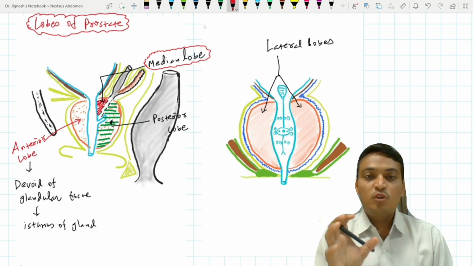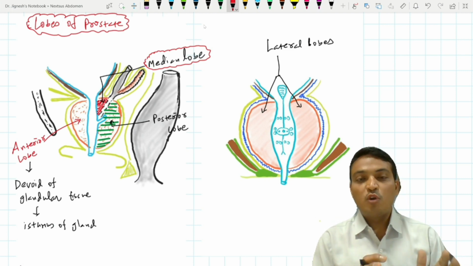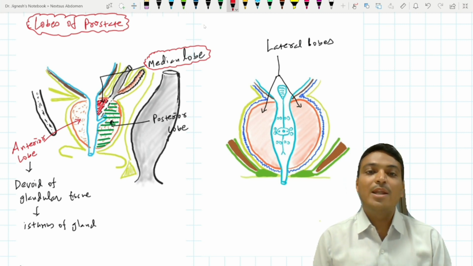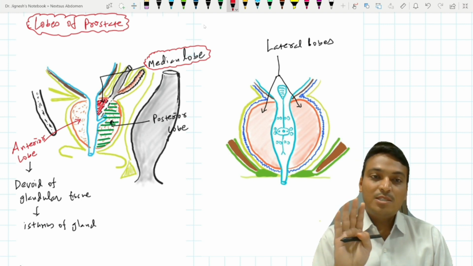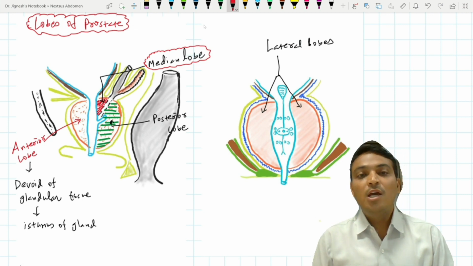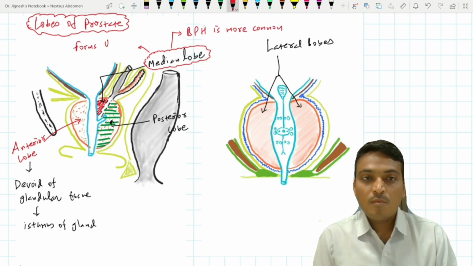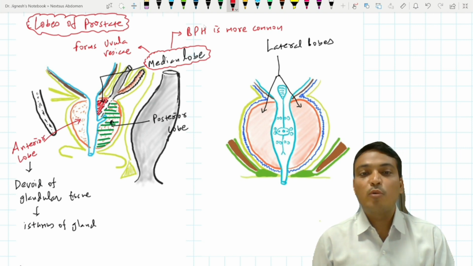This median lobe has a lot of glandular tissue, and at the time of benign prostatic hypertrophy in old age, this median lobe is affected more frequently. That's why benign prostatic hypertrophy leads to compression of the urethra from behind, and that leads to dribbling of urine or retention of urine. The posterior lobe of the prostate gland is more frequently affected in carcinoma of the prostate.